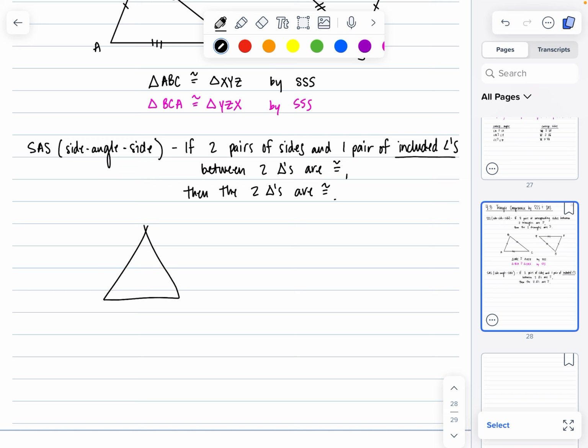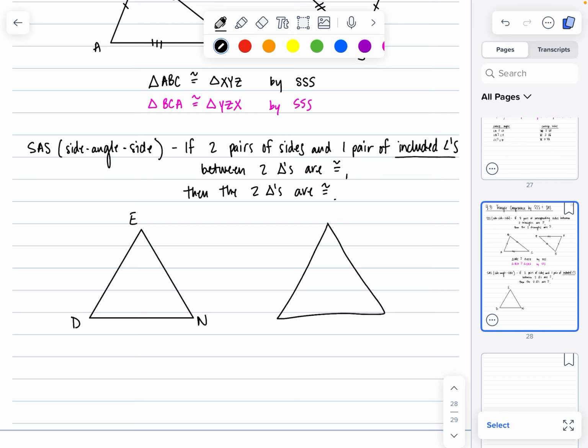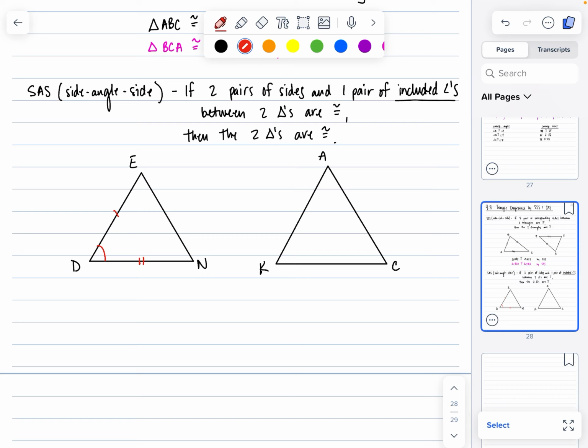Okay, so here let's draw one. And I'll draw this one a little bit more straightforward. So let's call this one DEN. And then let's call another triangle KAC. Okay, and let's draw some ticks. Let's say DE is one tick, and then DN is two ticks, and then angle D has one tick. Okay, notice that this is side-angle-side, so that means the angle is between two sides. And in this particular case, it is. This is between the two sides that are ticked, right? So this is what we call the included angle.